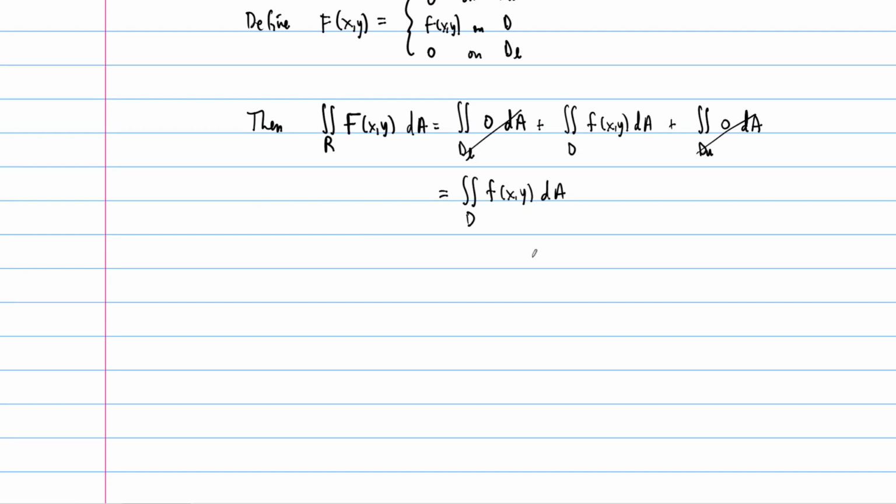So let me show you how this works then. So for type 1, a type 1 region D.